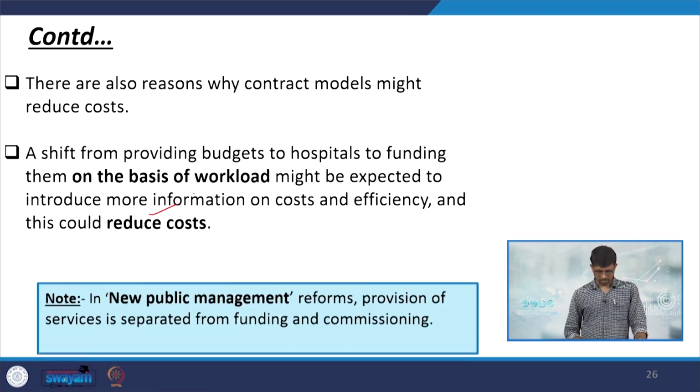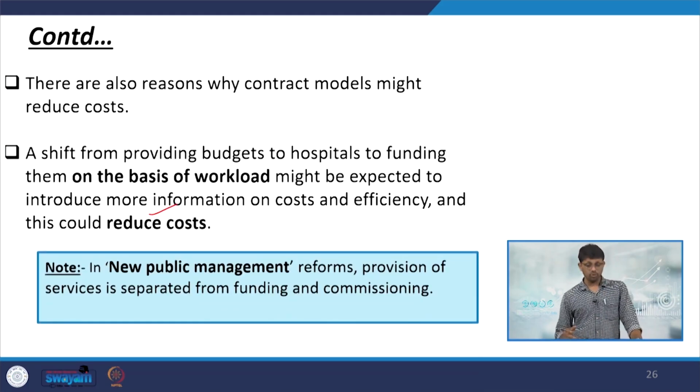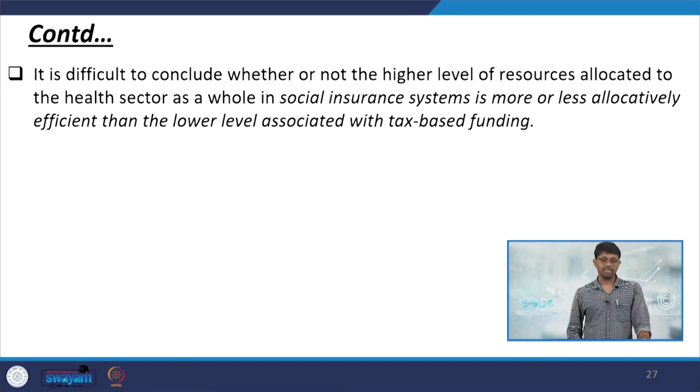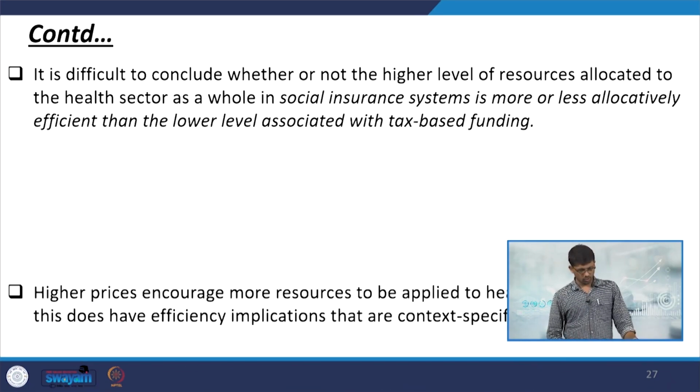And so, in new public management, especially for healthcare reforms, provision of services is separated from funding and commissioning. It is really difficult to conclude whether or not the higher level of resources allocated to the health sector as a whole in social insurance systems is more or less allocatively efficient than the lower level associated with tax based funding. So, it is really difficult indeed to conclude.